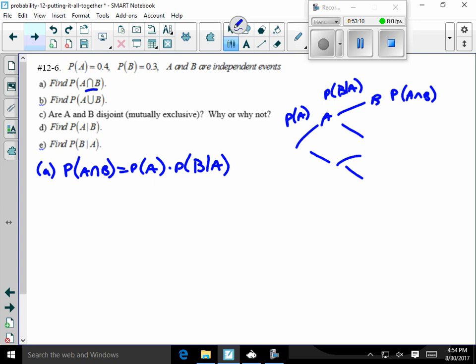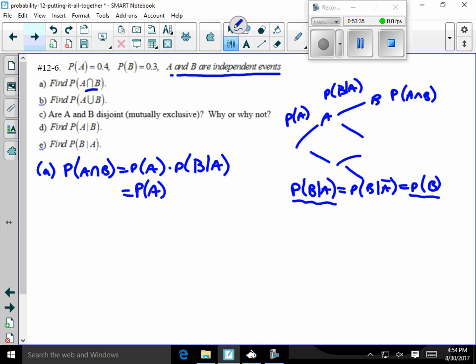Okay, but they also told me here that A and B are independent events. So the definition of independent events is that the probability of B doesn't depend on A, and that means that the probability of B given A is the same as the probability of B given that A doesn't happen. It's just the probability of B, period. So the probability of B given A can be written just as the probability of B. And so I could write a simpler version of the and formula, the probability of A times the probability of B. And therefore, since we're given those probabilities, 0.4 and 0.3, we can just multiply those to find the answer. And that turns out to be 0.12. So that probability would be 0.12.